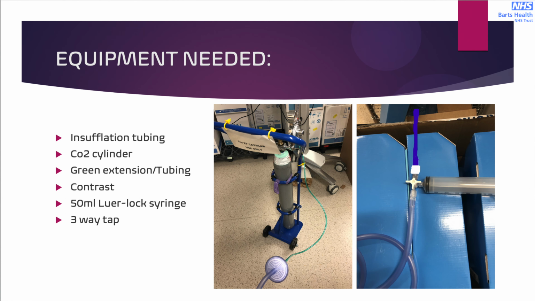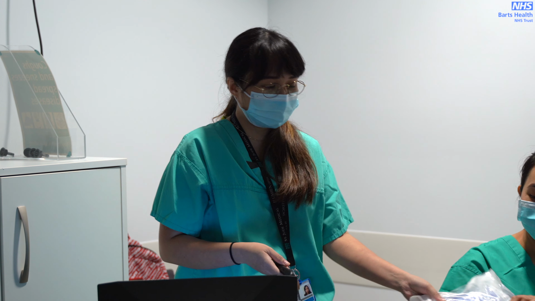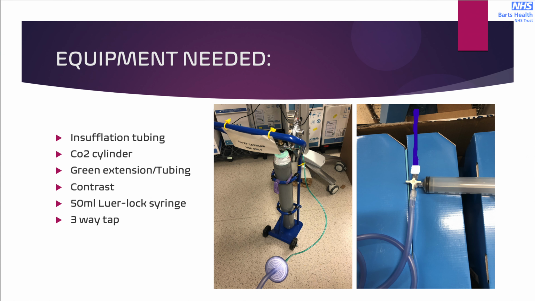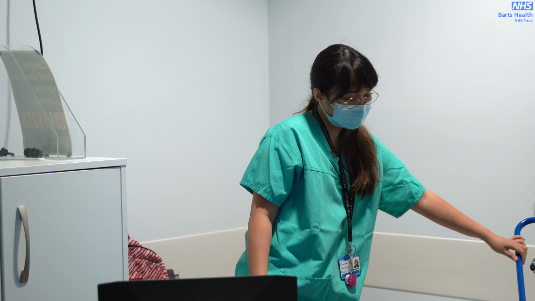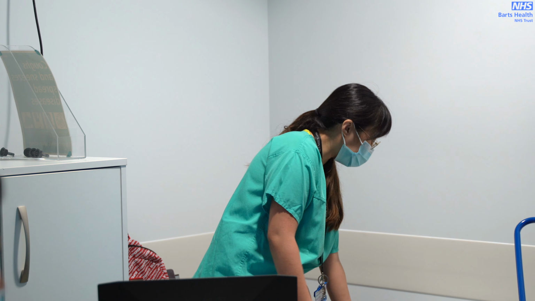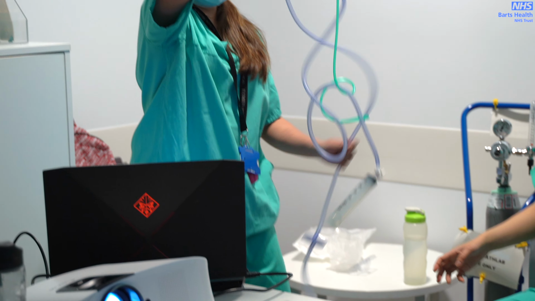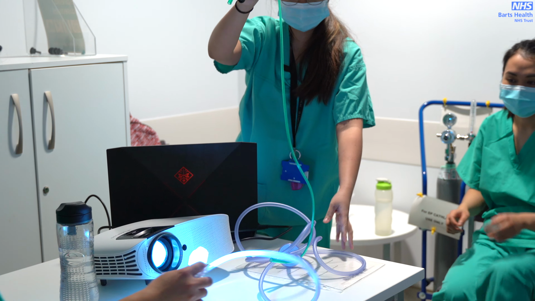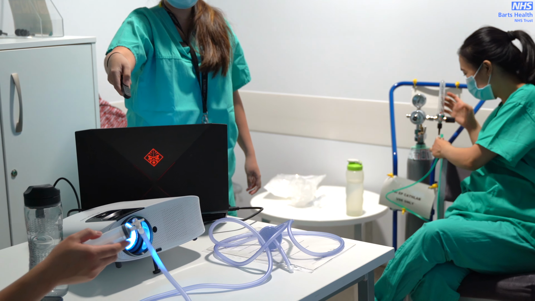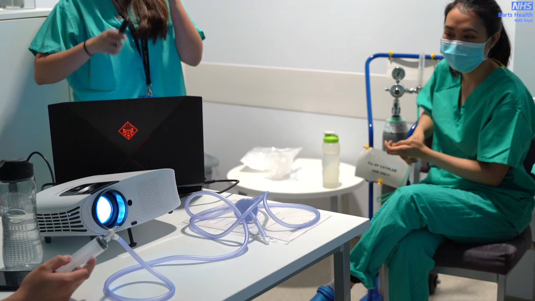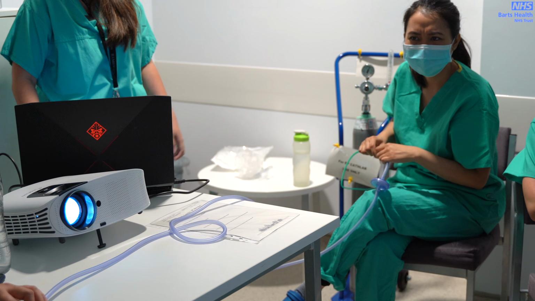So we have a sterile insufflation tubing here, if you can pass it around. And the CO2 cylinder is just here at the back. It's all stored in the EP storeroom, just next to each other. So this is an opened insufflation kit. You would need the green extension tubing for your oxygen, a 3-way tap, and a 50 ml Luer-lock syringe. So I'll explain how it is used.